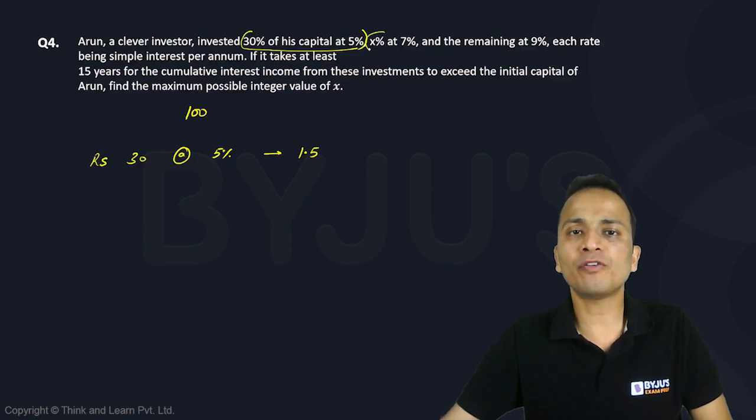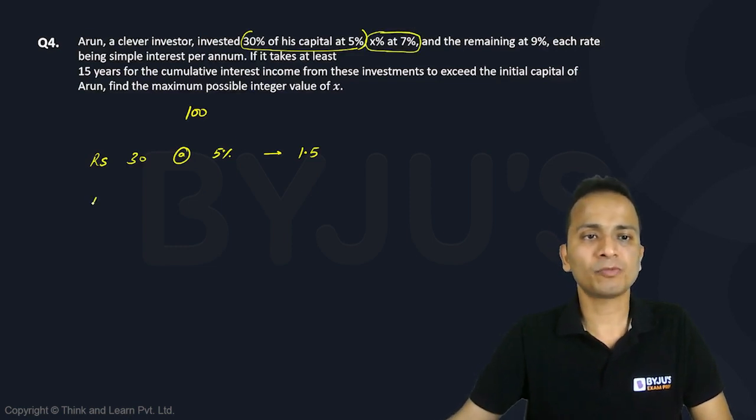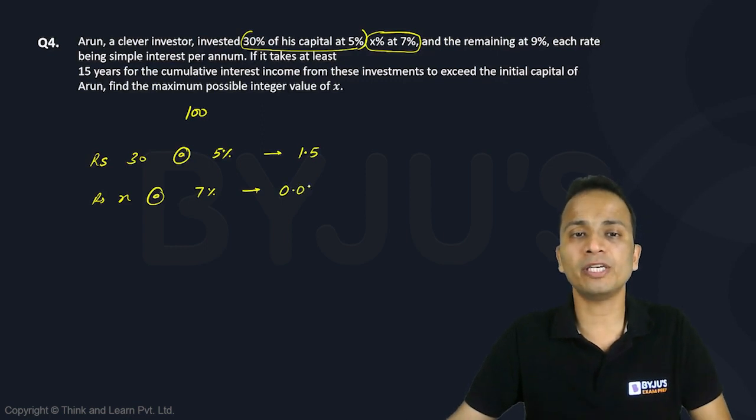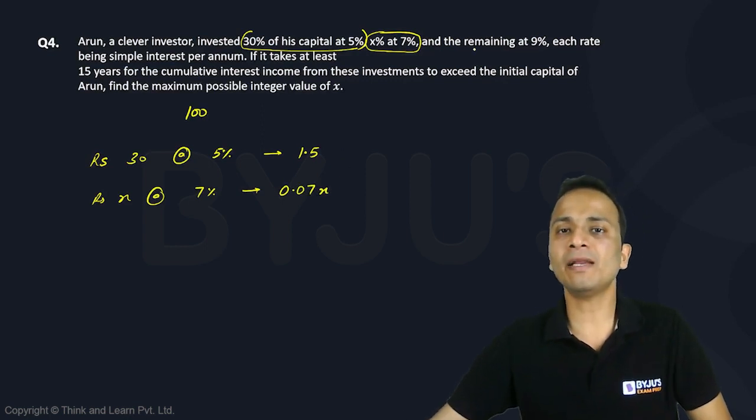Then X percent of his capital at 7%. So rupees X is invested at 7%. So the annual interest will be 7% of X, that is 0.07X.